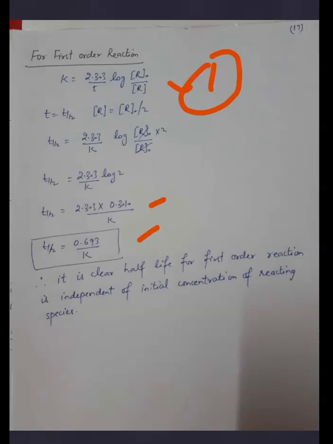By clearly observing this equation, you can see that the half-life period for a first order reaction is independent of the initial concentration of the reacting species. Means the half-life period does not depend on the initial concentration of the reactant.